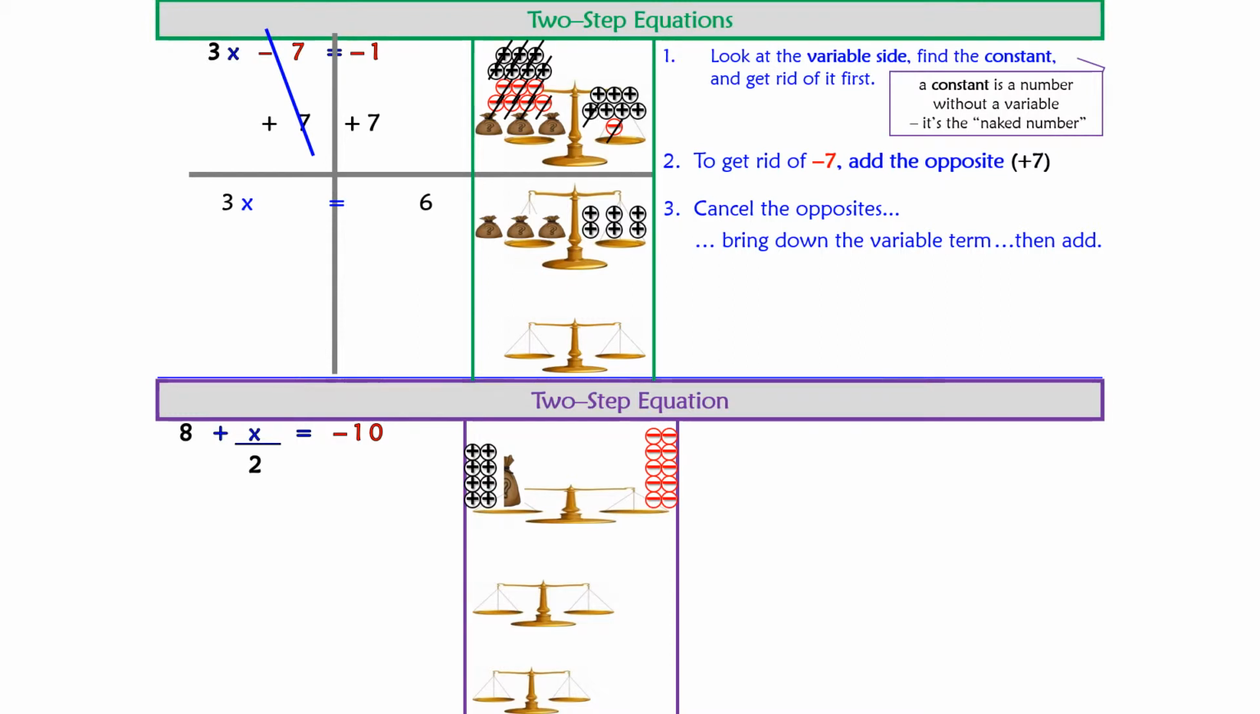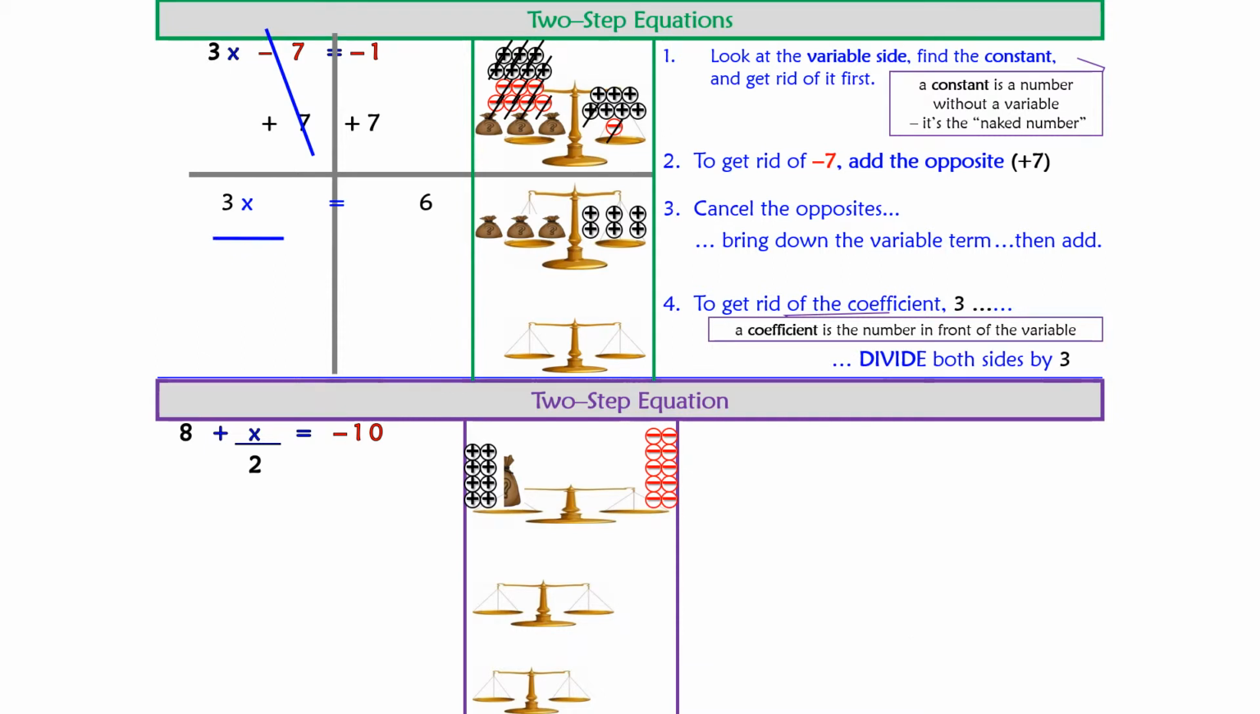So to get rid of that coefficient of 3 in front of the x, we're going to divide both sides by 3. In the model, that means we're going to take that clump of 3 mystery bags and split them up into 3 different parts. Since we divided the left side by 3, we are also going to divide the right side by 3. What this means on the model is that we're going to take that clump of 6 positive counters and split them into 3 parts.